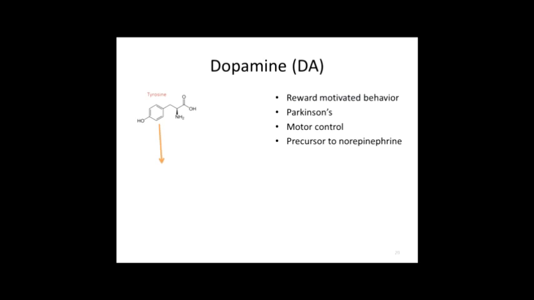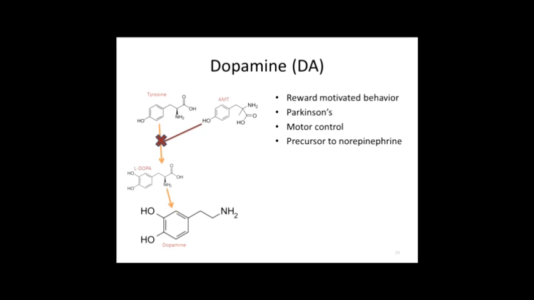So the dopaminergic pathway starts with tyrosine, the amino acid, which is synthesized to L-dopa, the precursor to dopamine itself. AMT is the inhibitor that I used, and that inhibits tyrosine hydroxylase, so it inhibits the formation of dopamine at this step here. Dopamine in humans is related to reward-motivated behavior, Parkinson's disease, motor control, and it is a precursor to norepinephrine.